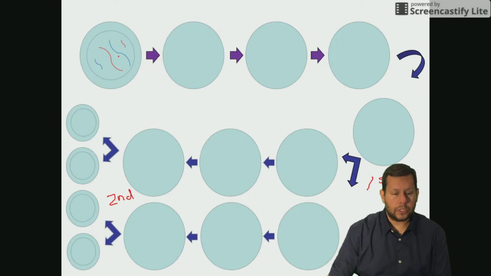I've gone ahead and drawn some chromosomes in here. If you count them, you can see pretty clearly there are 4 chromosomes in here. I did color them a certain way. Red is from mom, blue is from dad.